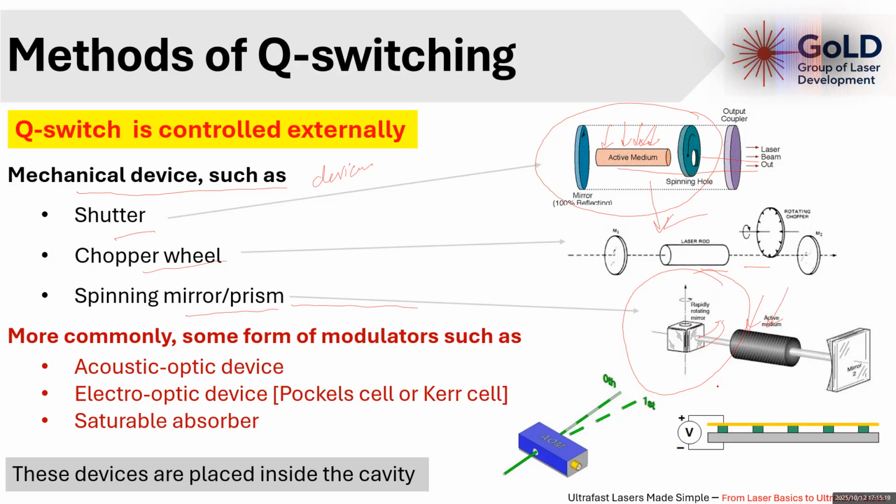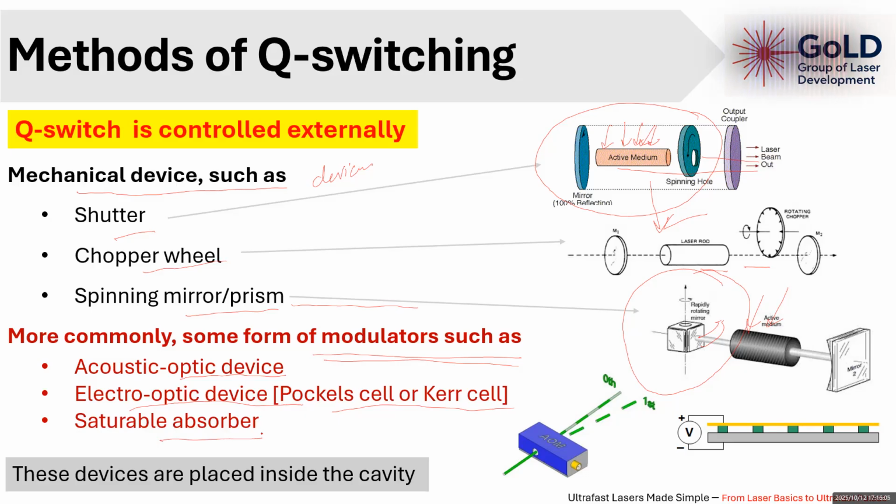Mechanical things always have a limitation, like it may not be so fast, okay? And it's slow, it may malfunction sometimes. So the more common techniques are optical switches. Optical switches mean devices like the acousto-optic device, okay, and then you have the electro-optic device. So the electro-optic device is like, we'll see the Pockels cell and the Kerr cell, okay? And the last category is the saturable absorber.